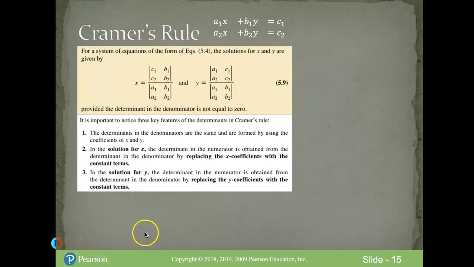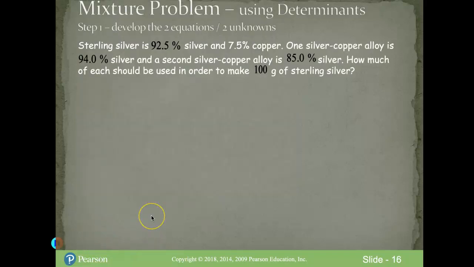All right, let's look at that example. For this example, our first step is to develop the two equations and two unknowns. So in that way, it's a little bit different, more of an application type problem. We're told sterling silver is 92.5% silver and 7.5% copper. One silver copper alloy is 94% silver, and a second silver copper alloy is 85% silver. How much of each should be used in order to make 100 grams of sterling silver?